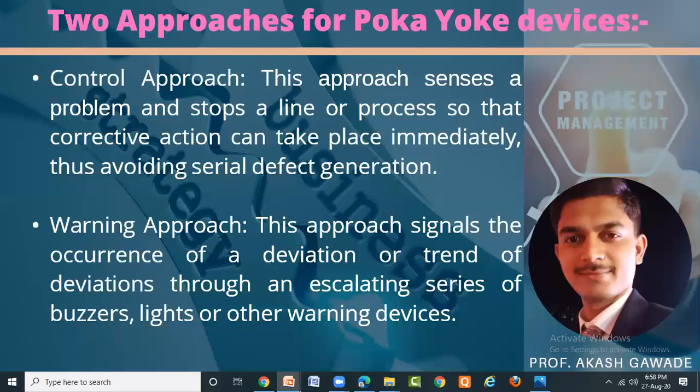Okay, there are only 10 minutes remaining. If you want to move left, you switch on the left indicator. That means you want to avoid such types of accidents. This is the warning approach. Whenever you implement Poka Yoke devices and they detect such an issue, the Poka Yoke indicates it in terms of a buzzer or a light, just giving the signal.